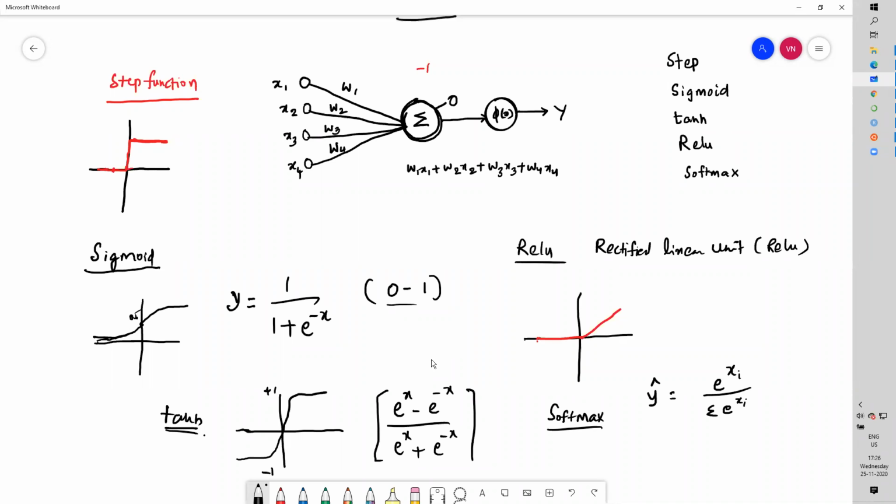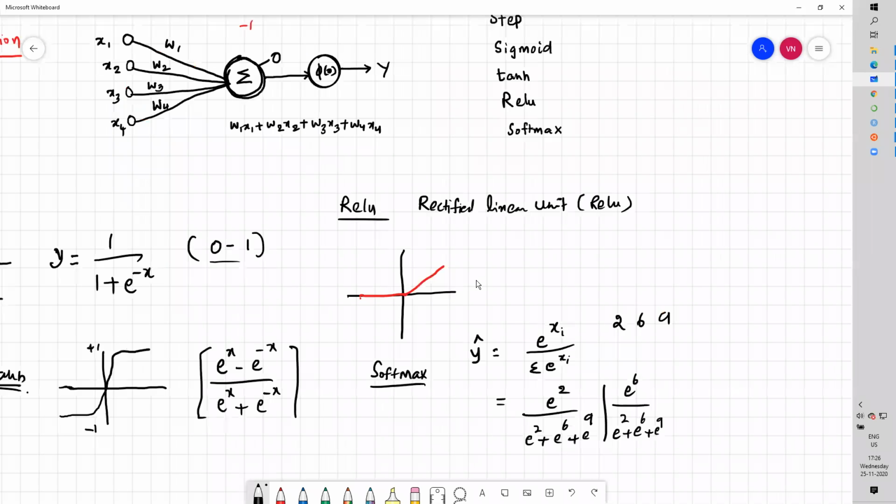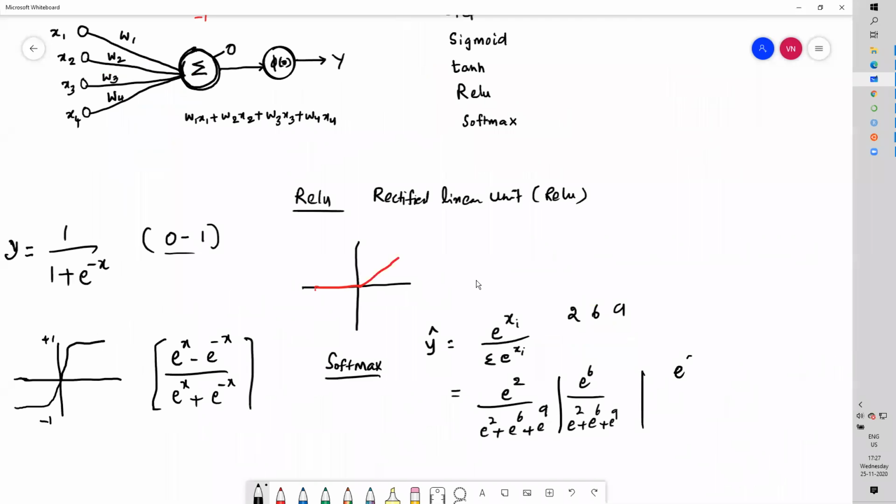For example, if we have three outputs generated, that is 2, 6, 9, then the three outputs of the softmax are: e to the power of 2 divided by e to the power of 2 plus e to the power of 6 plus e to the power of 9. For the next one, e to the power of 6 divided by e to the power of 2 plus e to the power of 6 plus e to the power of 9. And the last one is e to the power of 9 divided by e to the power of 2 plus e to the power of 6 plus e to the power of 9.